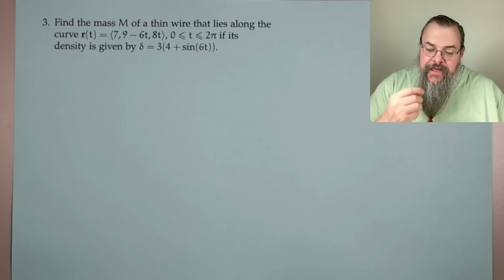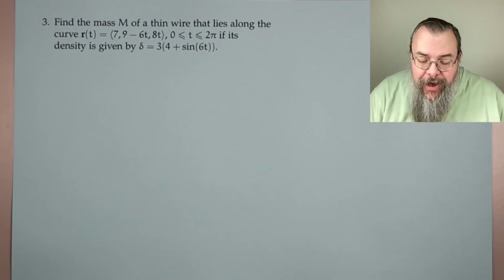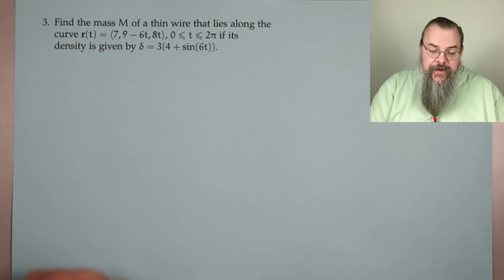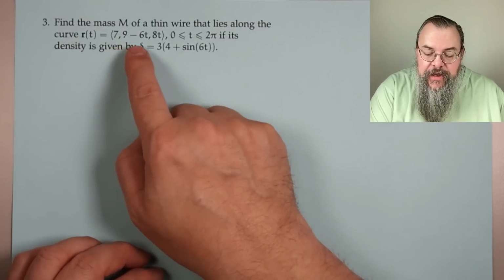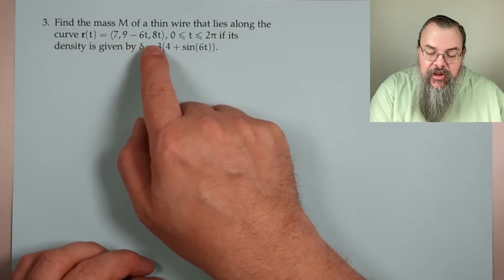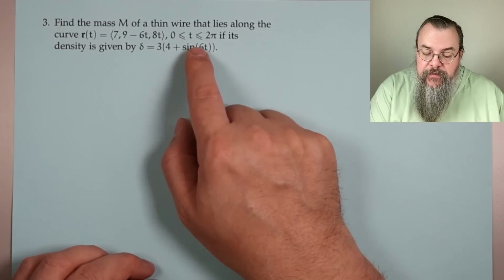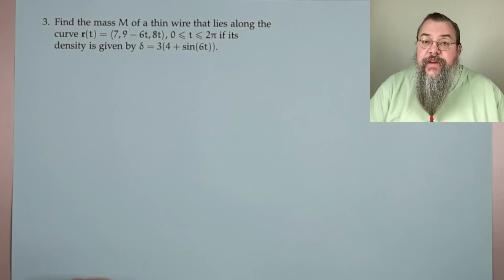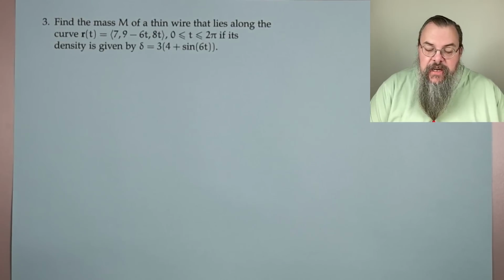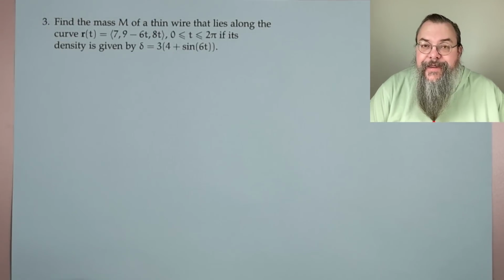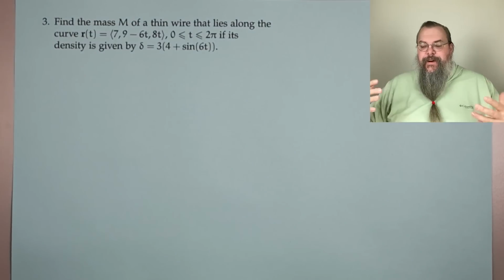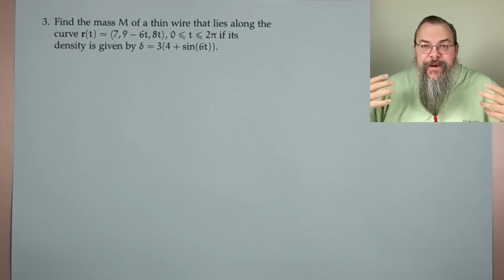Find the mass, m, of a thin wire that lies along the curve r(t) = <7, 9 - 6t, 8t>, where t goes from 0 to 2 pi, if its density is given by delta = 3(4 + sin 6t). All right. Now, what a fun problem. What are we doing here?